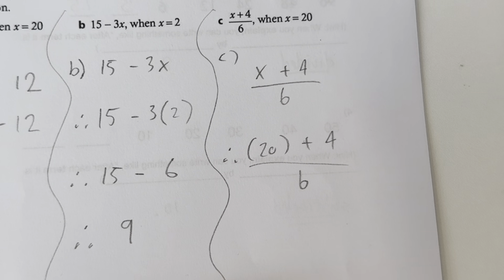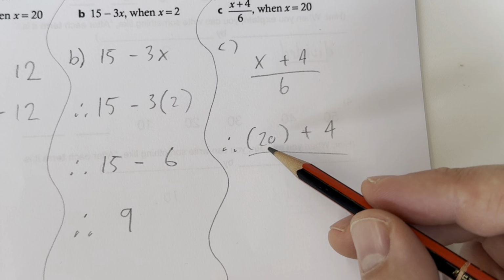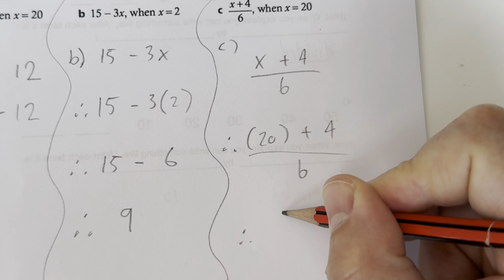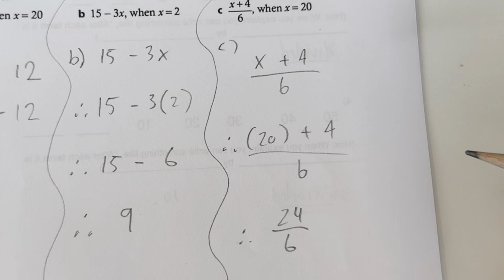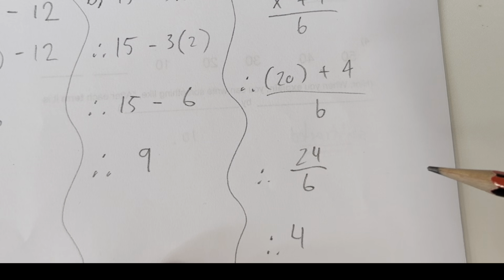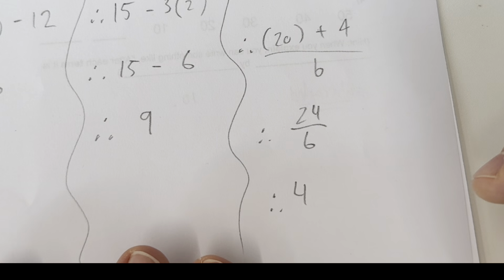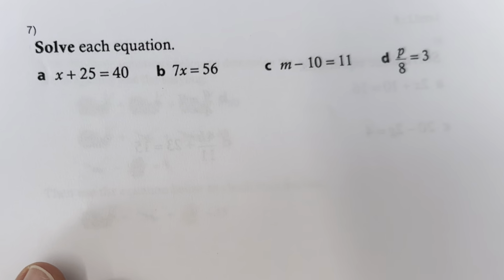Looking good. 20 plus 4 is 24. So we have 24 over 6. And well, what is 24 divided by 6? That is 4. And you are done with this page. Move it on. Here we go.